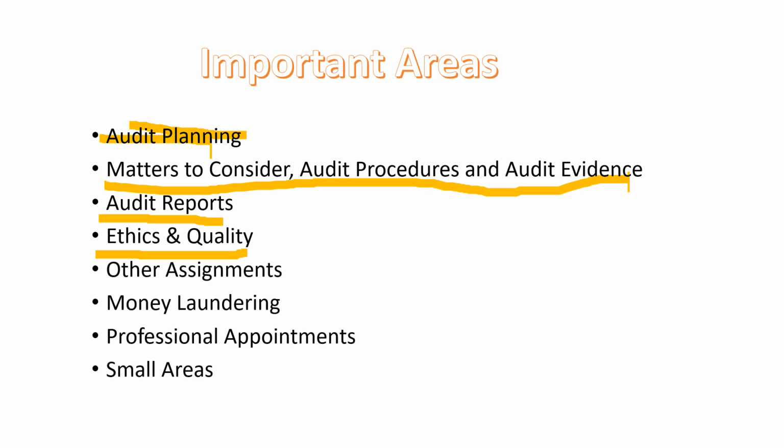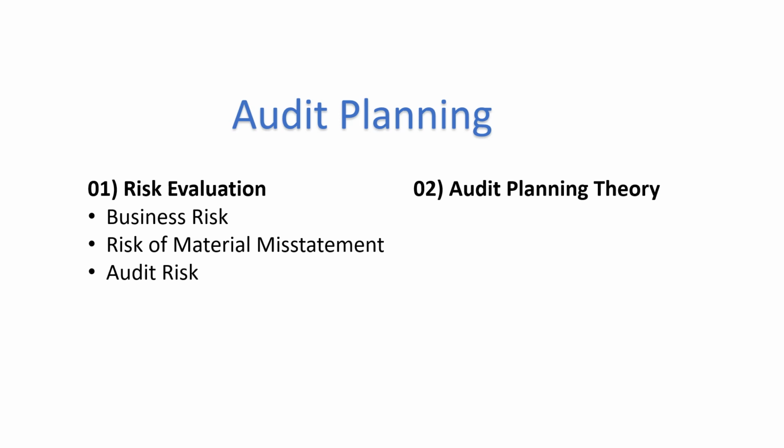In some papers, you can find questions on money laundering, professional appointment, and small areas like forensic, data analytics, etc. We will see in detail later. First, we are starting from audit planning. Audit planning includes two broader categories, risk evaluation and audit planning theory. Audit planning theory is general. You will understand it from the questions we will do.